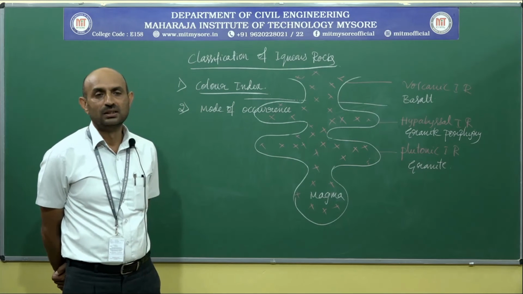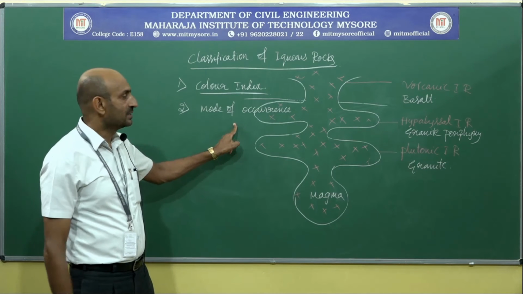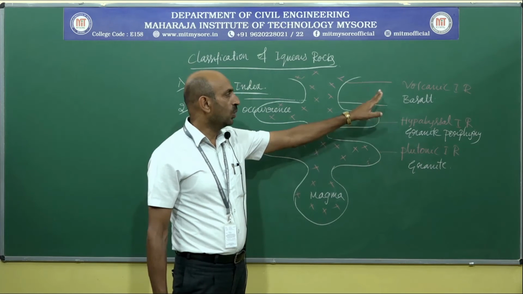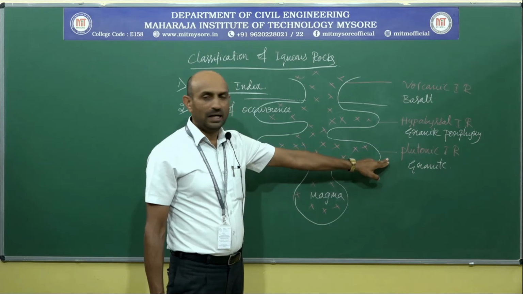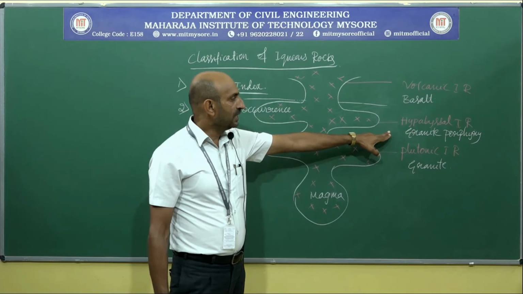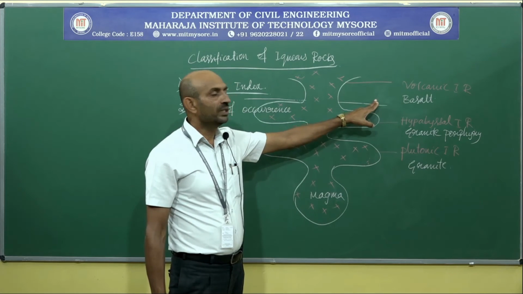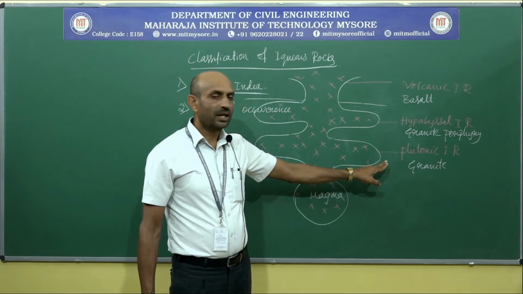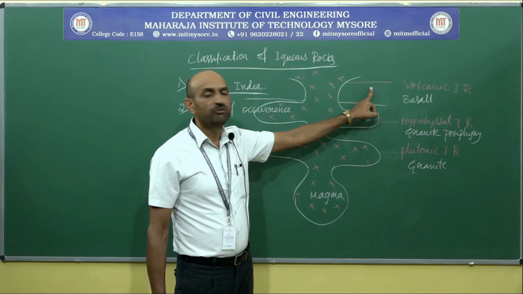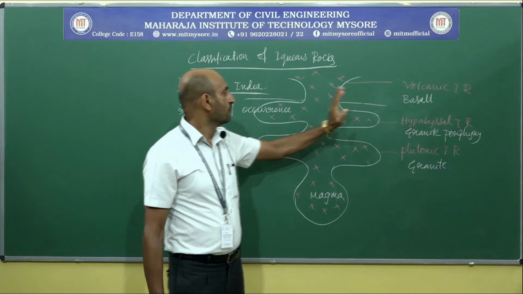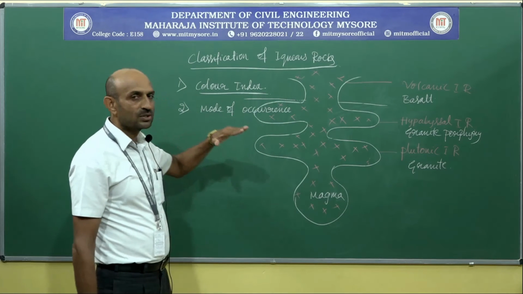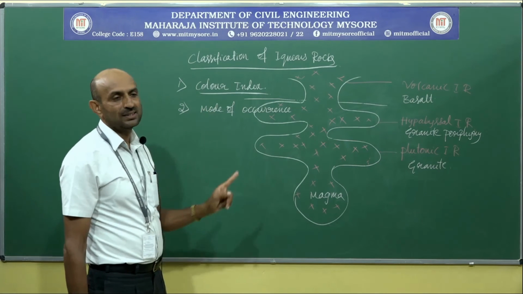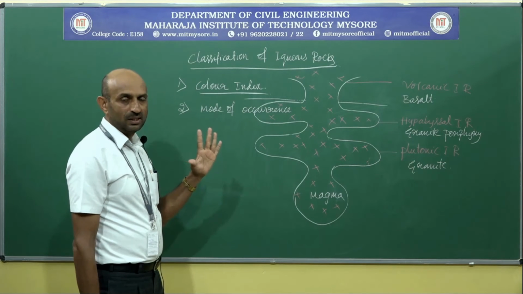The classification made on mode of occurrence is again divided into three divisions: Plutonic igneous rock, hypabyssal igneous rock, volcanic igneous rock. Plutonic at greater depth, hypabyssal at moderate depth, volcanic igneous rock completely on the surface of the earth. Here coarse grained crystallinity, here both natures, here fine grained crystallinity. In this way the classification of igneous rocks has been made on the basis of mode of occurrence of rocks in the earth crust.